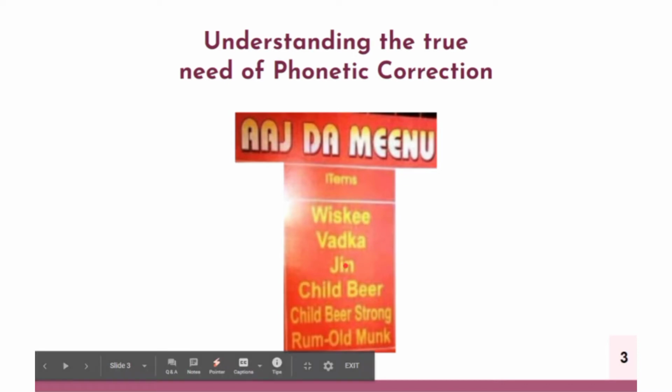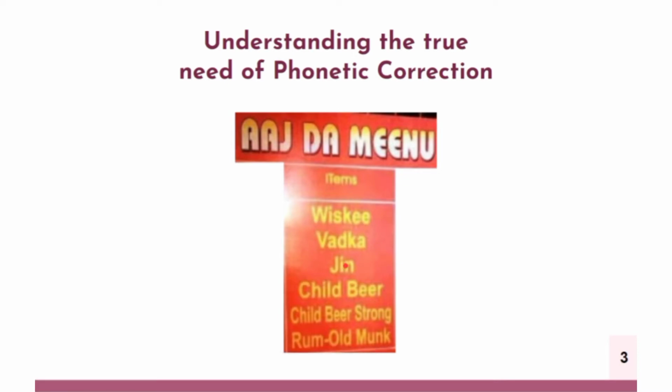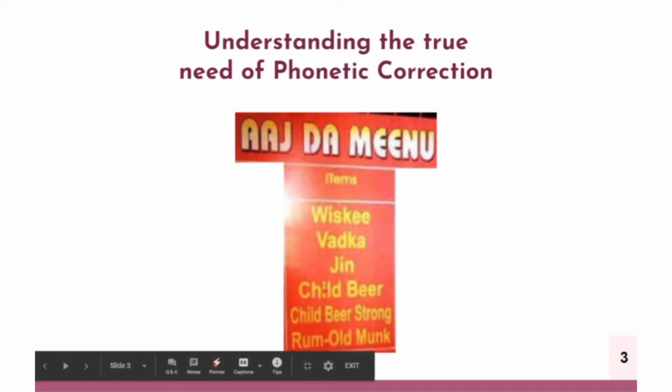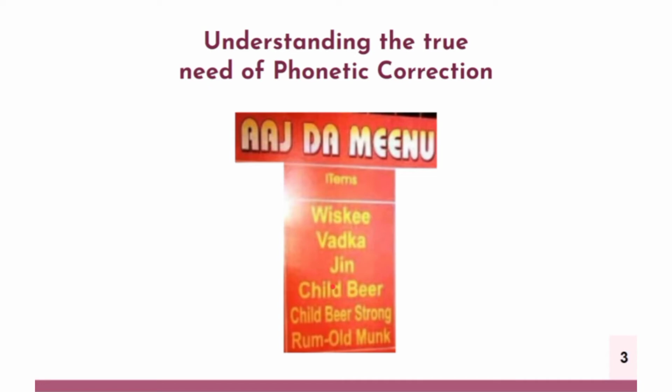Either the person might not have the right knowledge of English spellings, so that is why he has written all these wrong spellings. But it's still somewhere similar, right? Where is the similarity coming from? The similarity is of the pronunciation, the sound of the word. WISKEE is also whiskey, and WHISKY is also whiskey, right? Both of them sound the same, but the spellings are different, and this spelling is wrong.